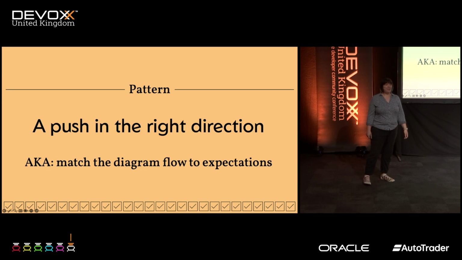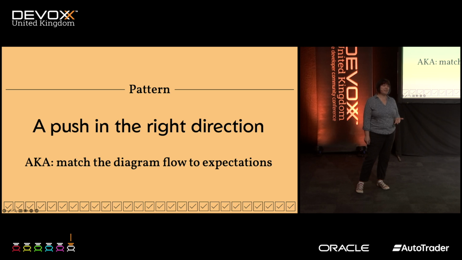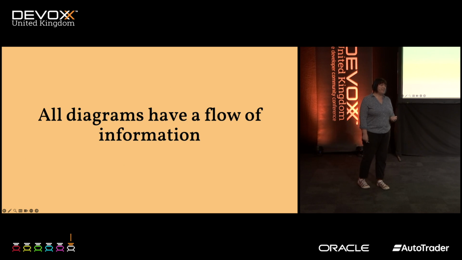Right, now we have another pattern. This one I call push in the right direction, also known as match the diagram flow to expectations. Now this is an interesting one because lots of diagrams have a flow of information, pretty much all, even if that's not what you're communicating. There is some kind of flow in your diagram.